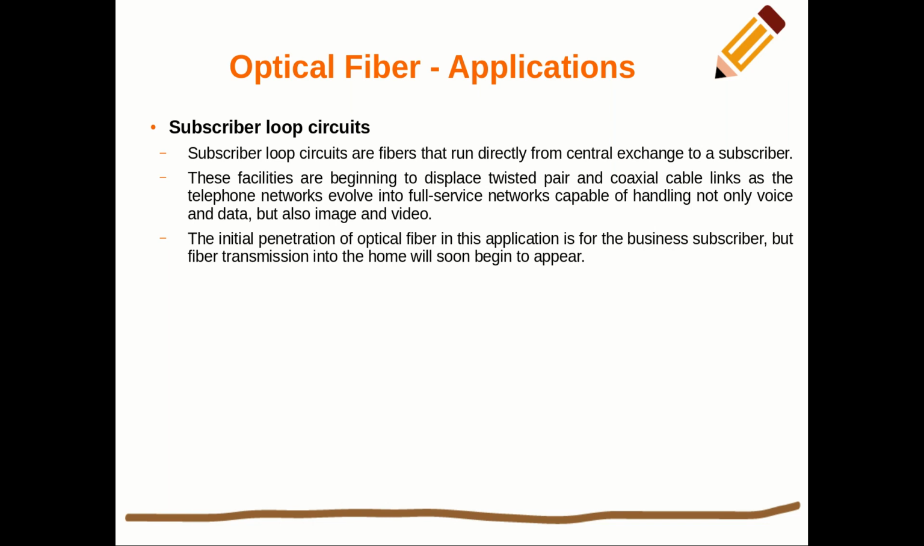Previously it was done by twisted pair. Subscriber loop circuits were typically made of twisted pair and coaxial cable. Right now they are changed to optical fiber to extend the communication in such a way that, in addition to voice and data, we are able to support image and video. The initial penetration of optical fiber in this application was for the business subscriber, but right now most of you are also using the same in your home, like the fiber optic BSNL connection that we are getting. But fiber transmission into the home will soon begin to appear. That is from the time that book was written, but right now it is already there.